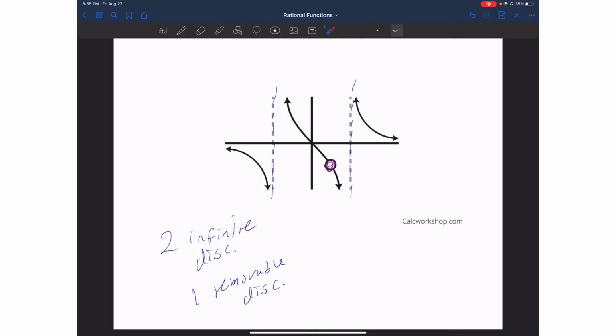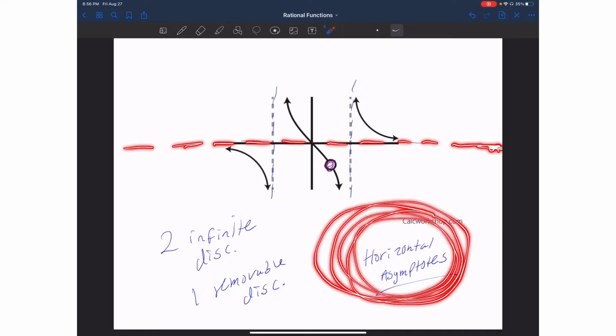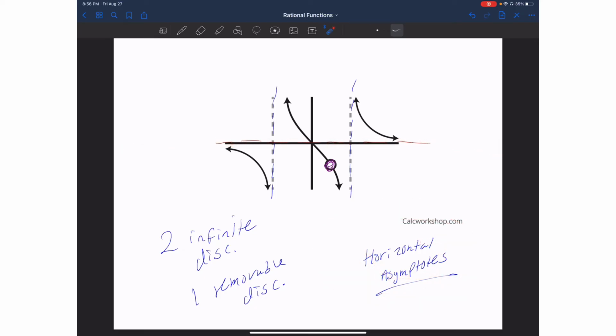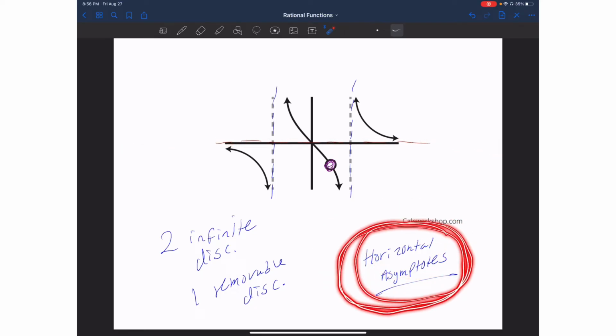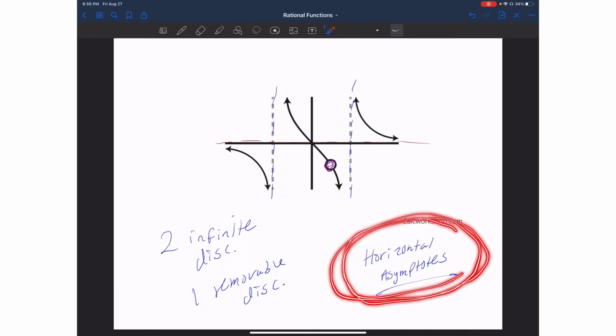Rational functions also have something called horizontal asymptotes, which we are going to talk about in a little bit, but I'm going to mark it here in red. We will learn how to find them in a little bit, and that's going to be the easiest thing to find on rational functions. Horizontal asymptotes are not discontinuities, because discontinuities have to do with the x values, and the horizontal asymptotes change the y values.